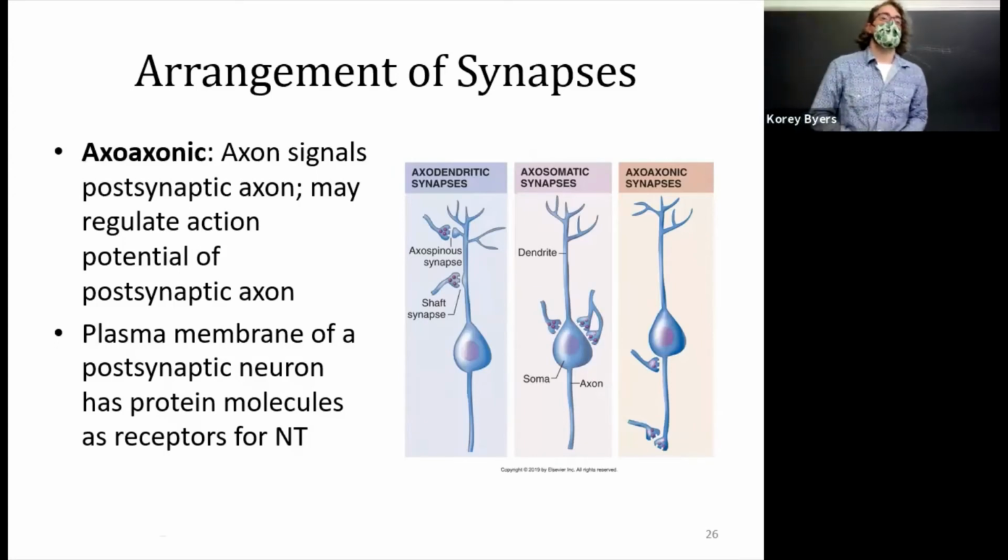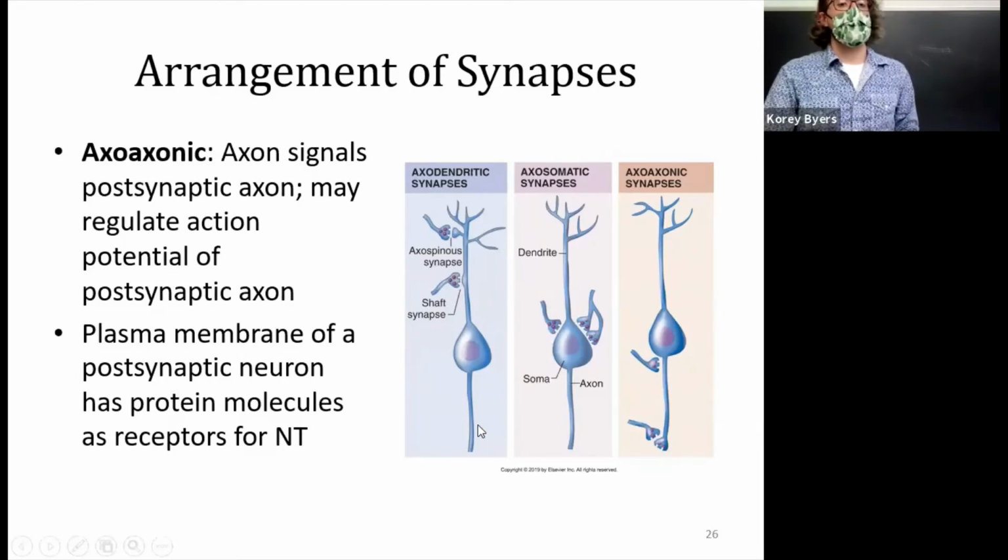The axoaxonic are usually regulatory, which means they inhibit action impulses of the next cell. Because it's not all about sending an impulse to excite another cell. Sometimes the way our nervous system works is by stopping the impulse of some action potential, or stopping the impulse of some cells. And so the plasma membrane of a postsynaptic neuron has protein molecules in it called receptors that can bind neurotransmitters. And that is the signal to the next cell.